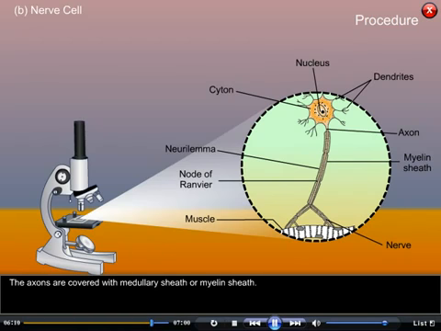The axons are covered with medullary sheath or myelin sheath. At the nodes of Ranvier, the myelin sheath is absent. A membrane called neurilemma surrounds the sheath. The nerve endings are attached to muscles.